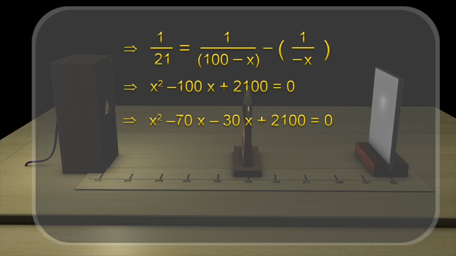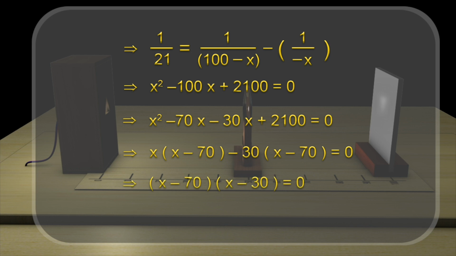x square minus 70x minus 30x plus 2100 is equal to 0. x into (x minus 70) minus 30 into (x minus 70) is equal to 0. (x minus 70) into (x minus 30) is equal to 0. Therefore, x is equal to 30 centimeters and 70 centimeters.